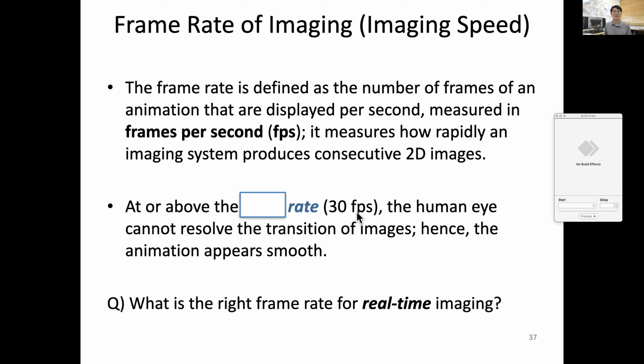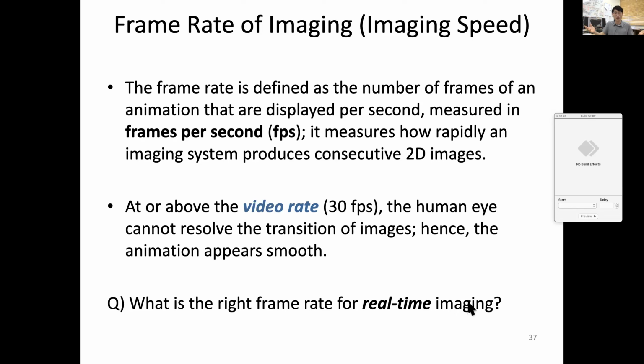Even higher, at about 30 frames per second or higher, we call it video rate, because now we perceive it as smooth, as a natural animation. But the real question is, people ask what's the right frame rate for real-time imaging. Sometimes a paper title says we developed a microscope that can be fast enough for real-time imaging.